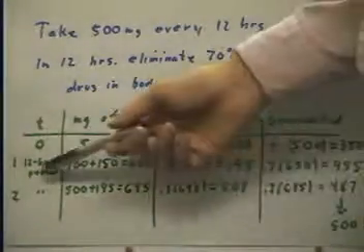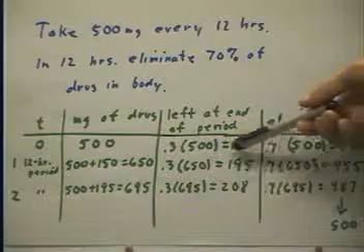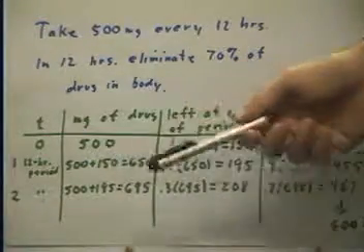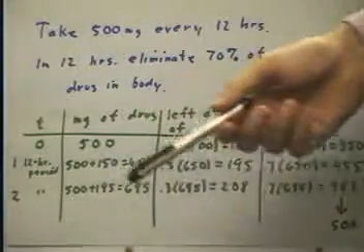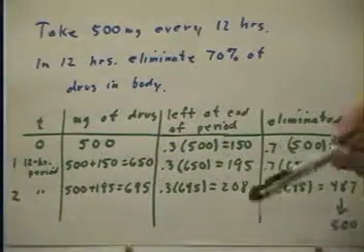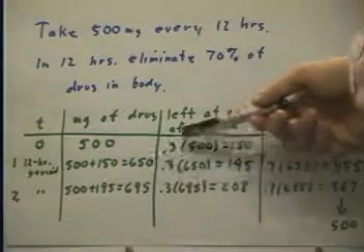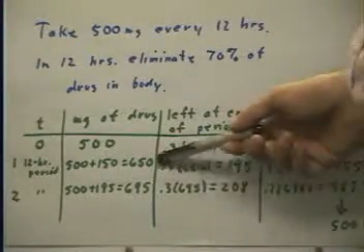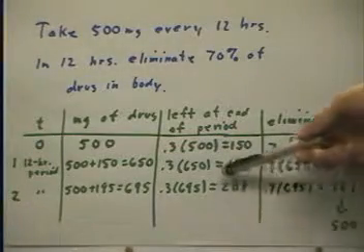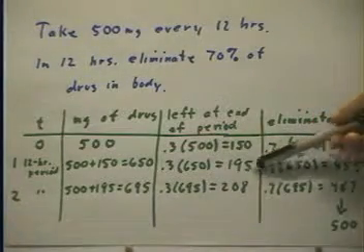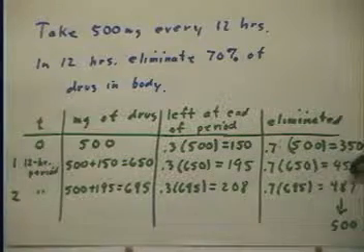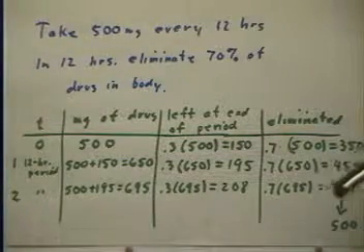Now, at the beginning of the next 12-hour period, this individual has 150 milligrams already in their body, and they're going to take a 500 milligram dose, giving them 650 milligrams. At the end of the period, they'll have 30% of that 650 milligrams left, and that's going to be 195 milligrams, and incidentally they will have eliminated 70% of the 650, or 455 milligrams.